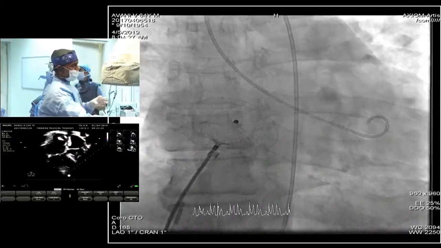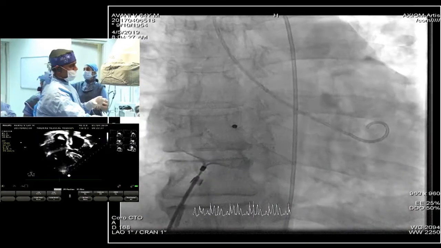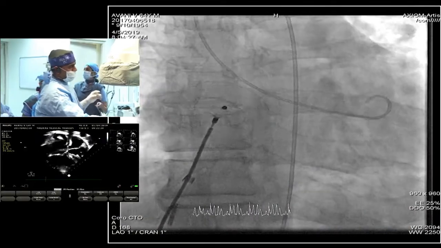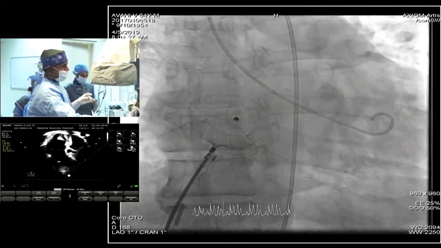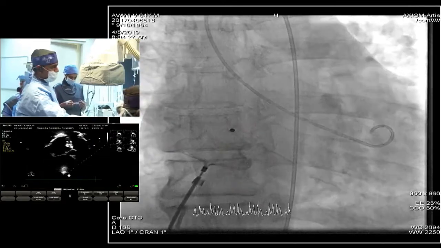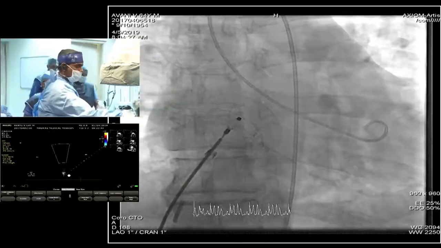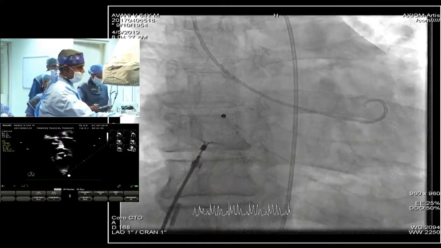Except on those three indications that I told: one is multiple ASDs, second is a PFO, and the third is a patient with an elevated left ventricular end diastolic pressure. In all the other patients, we shy away from balloon sizing.